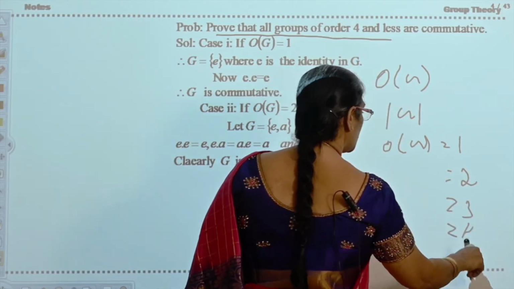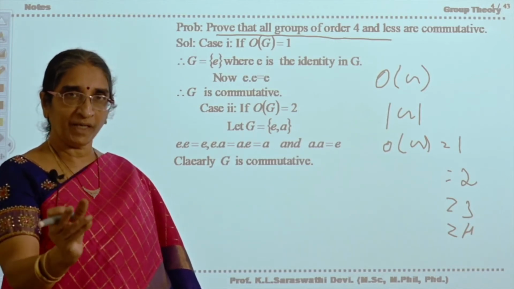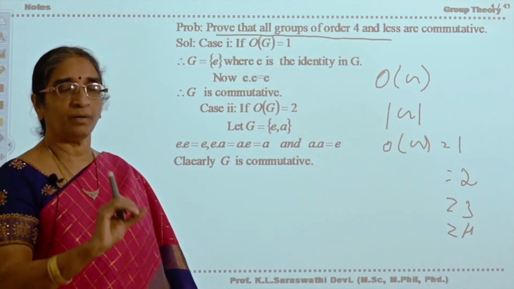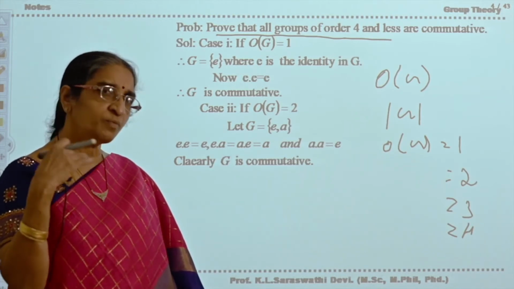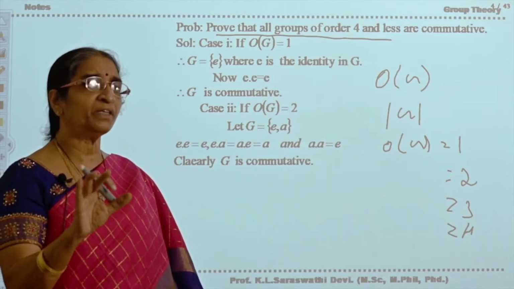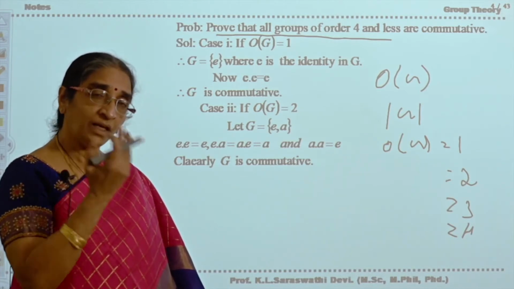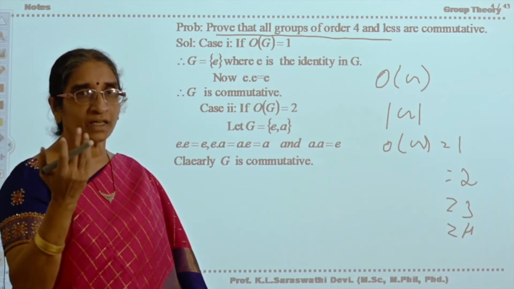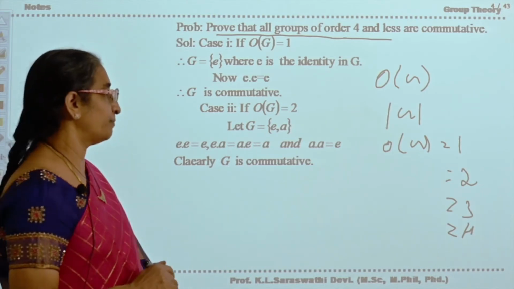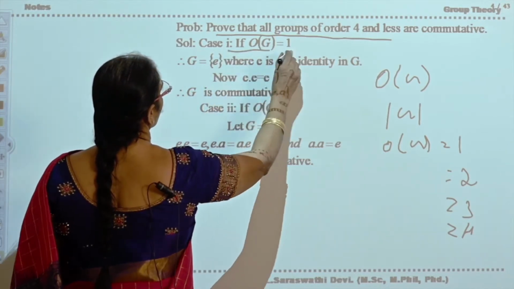Now what you are going to do? You are going to take a group with one element, and you are saying that it is an abelian group. A group with 2 elements, the elements may be any elements, but any group with 2 elements is abelian. Less than or equal to 4 will be abelian. Now first take order of G is equal to 1.